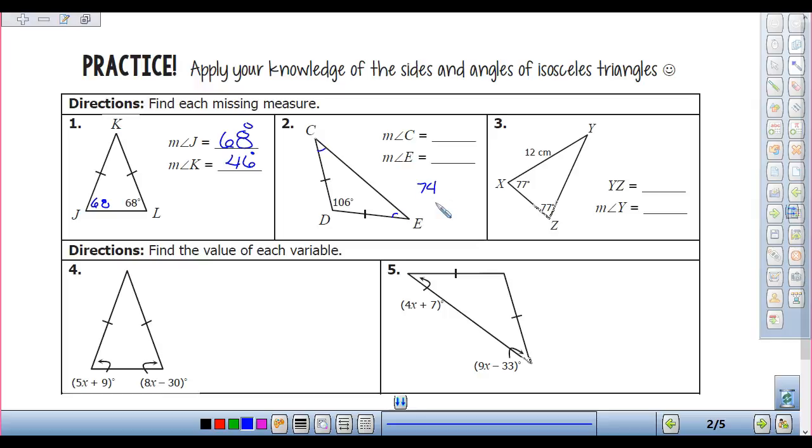And we know C and E have to be equal to each other, so I'm going to divide that by 2. And what is it, 37? So both of them have to be 37.